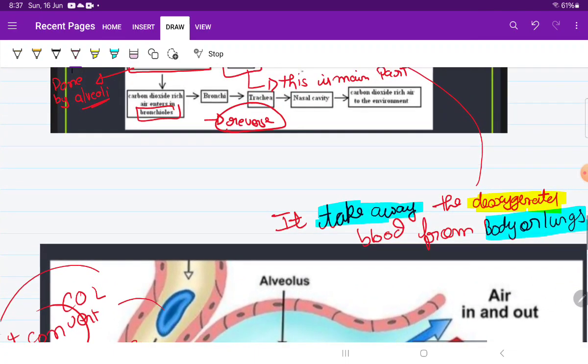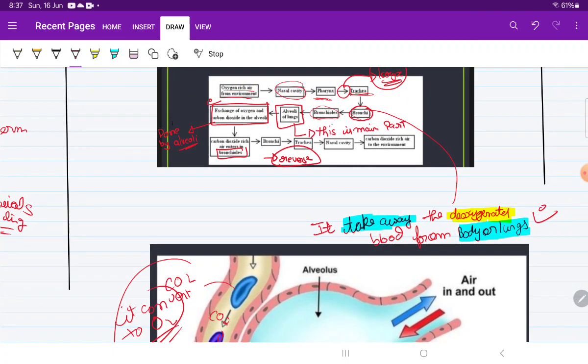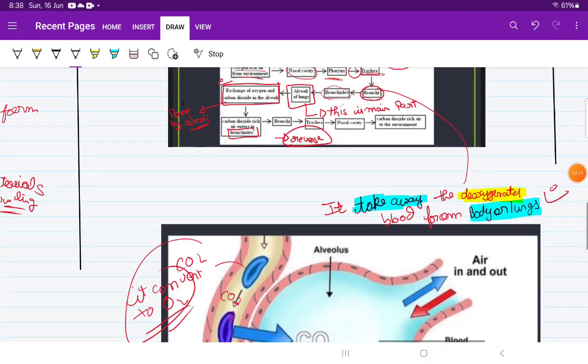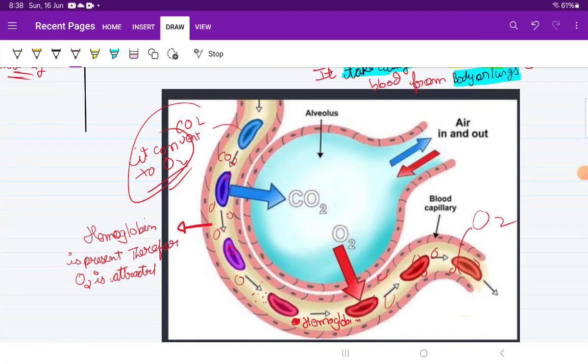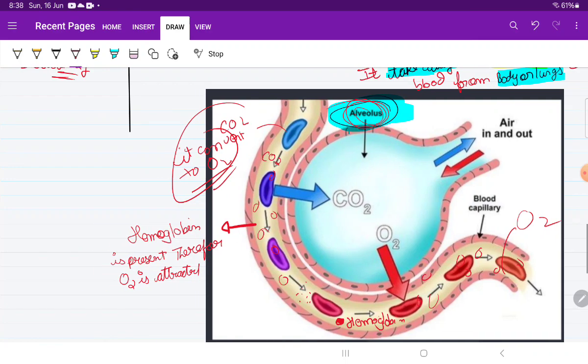So if you have any doubt in alveoli, now let's see the function of alveoli. This is the structure of alveoli. I'm underlining it. This is the structure of alveoli. First of all, let's see what you have written.